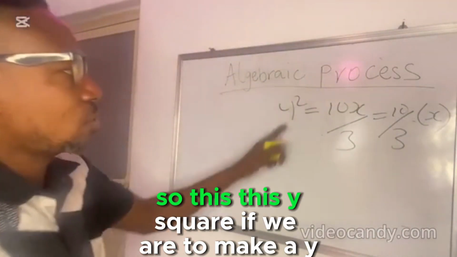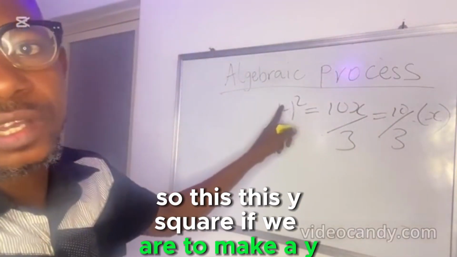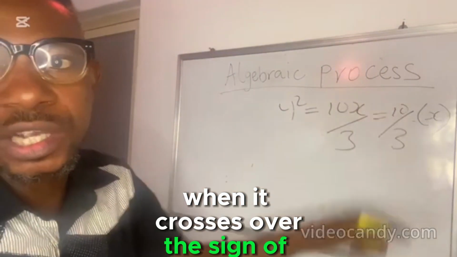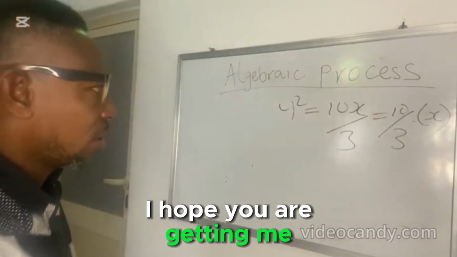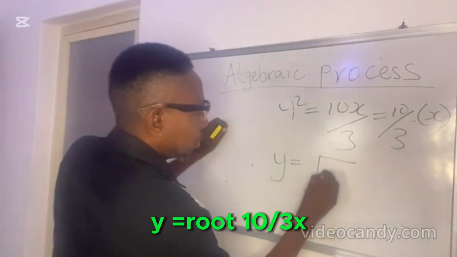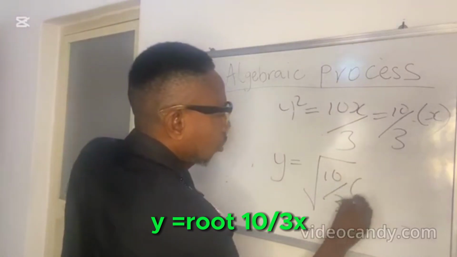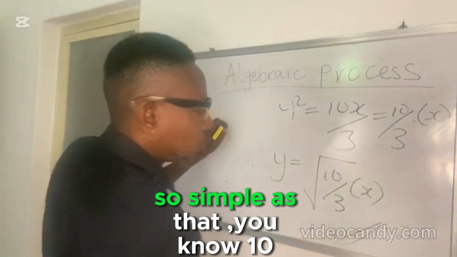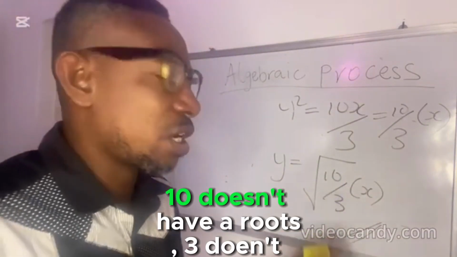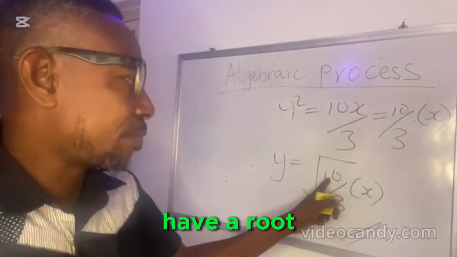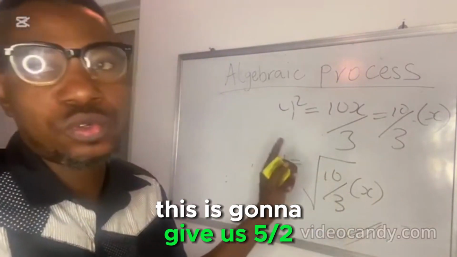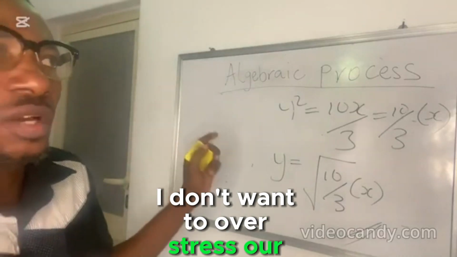Understand? So this y squared, if we're going to make y the subject, this square will not change to a root value when it crosses over the sign of the equal to. I hope you're getting it. So this will not give us y is equal to root 10 over 3x. 10 doesn't have a root. If for example we have 25 here and we have 4 here, this is going to give us 5 over 2. But we'll get to that. I don't want to overstress our brain right now.